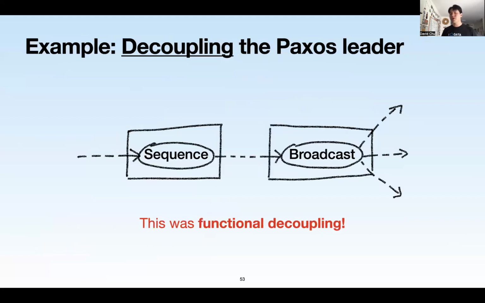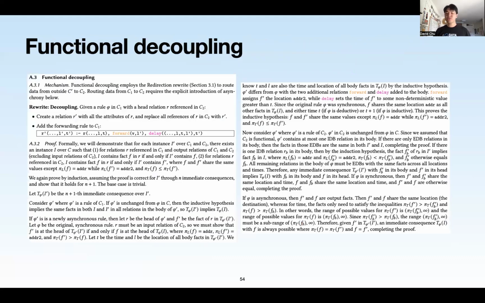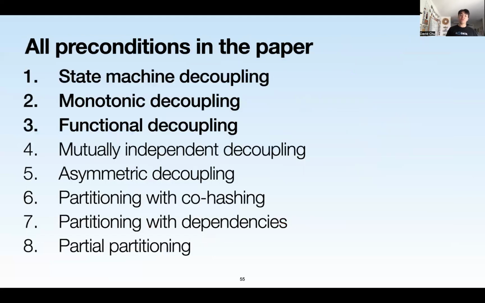And if you remember our example from broadcasting the Paxos leader, that was functional decoupling. Okay, here's what that looks like in the paper. And then we're done. That's it for this section. So we've just come up with 3 preconditions for decoupling, and we used the intuition for when decoupling is incorrect to come up with these preconditions. We have a bunch more decoupling and partitioning techniques in the paper, but I won't have time to go through that now. So please just read our paper.